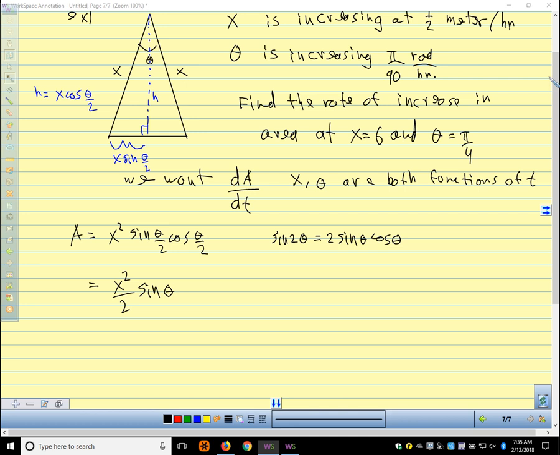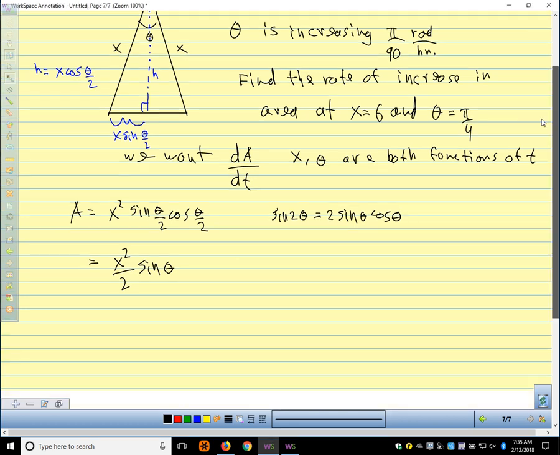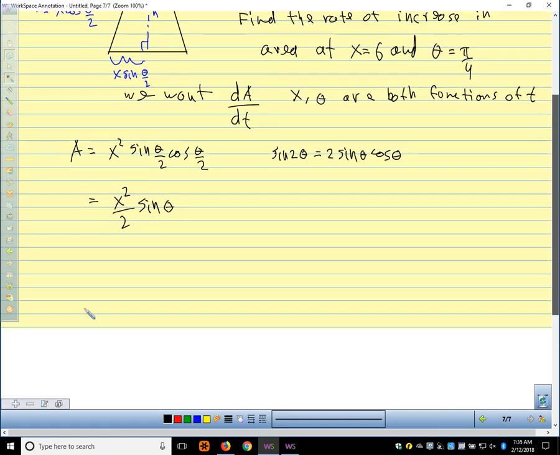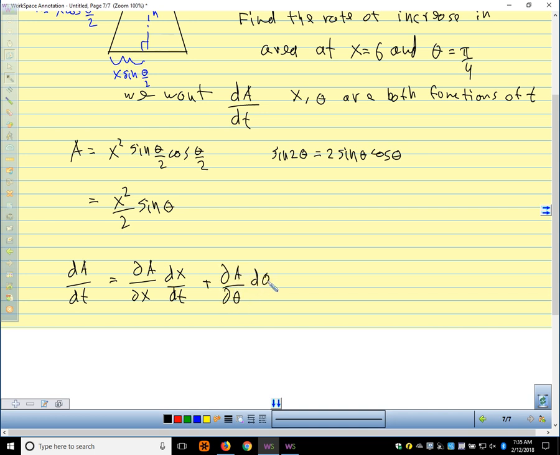All right. So what we're looking for is dA dt. Finally, we need dA dt. Well, the derivative of the area with respect to time, we need the chain rule here because x and theta are functions of t. That's going to be the partial of A with respect to x times dx dt, plus the partial of A with respect to theta times d theta dt.